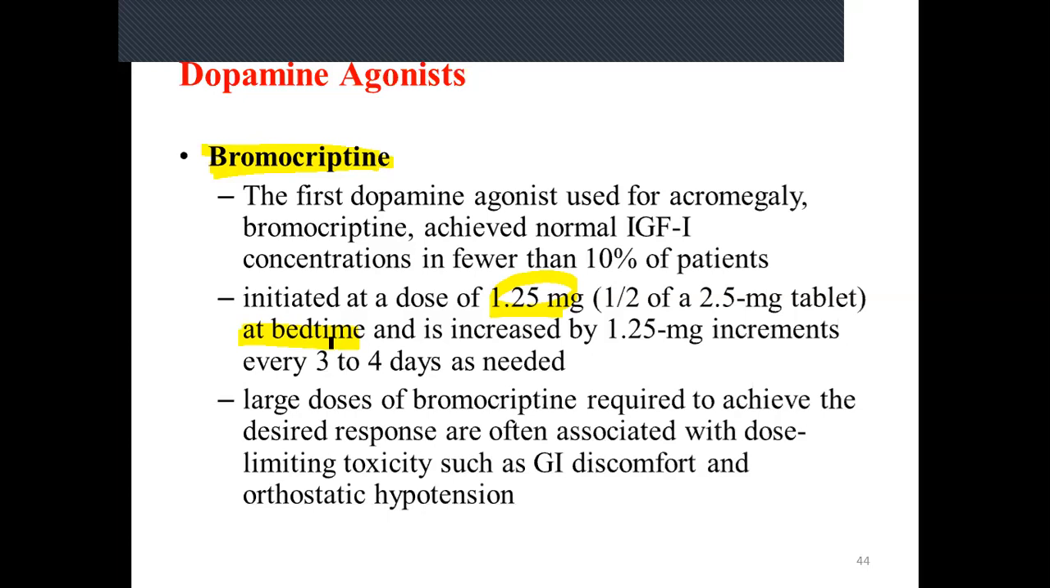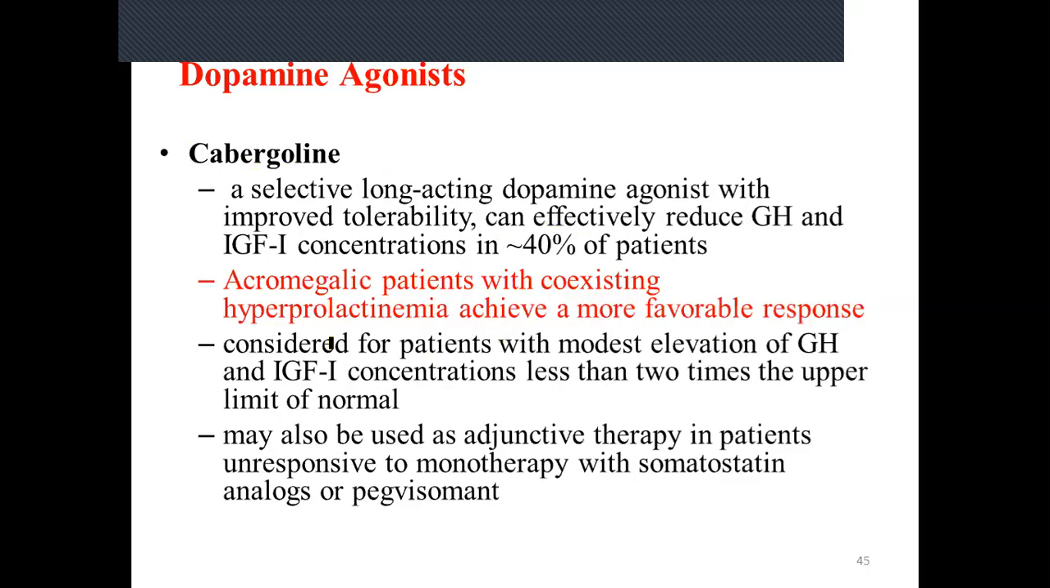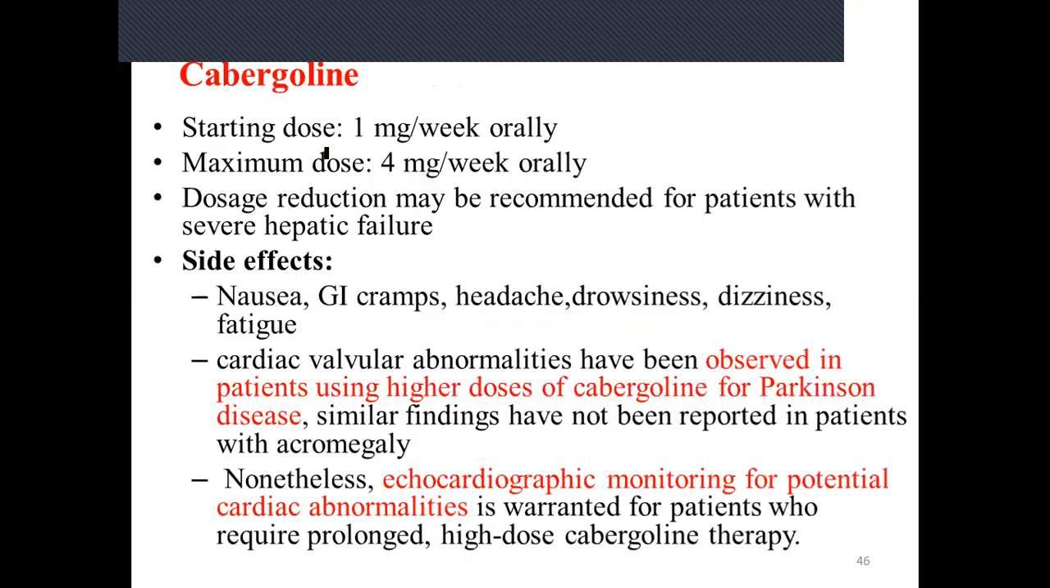So that is when we are going to use bromocriptine. Then we also have another dopamine agonist, we call it cabergoline. This one I'm not very sure about the availability, but we can even use it when a patient is having this condition. There is not much difference among the dopamine agonists, maybe a slight difference in potency. So these are the doses: starting dose 1 milligram per week, maximum dose 4 milligrams weekly. This one is usually recommended on a weekly basis.